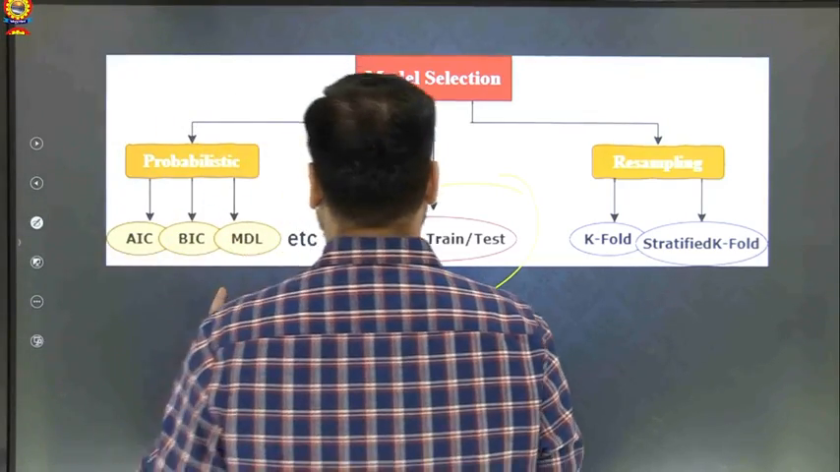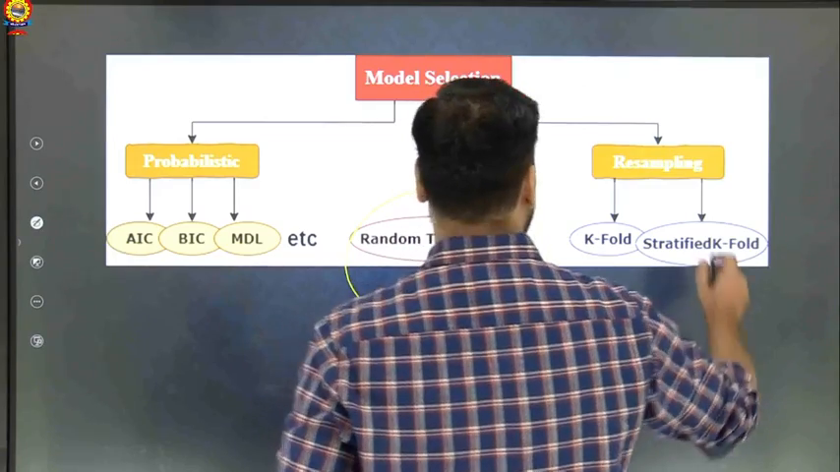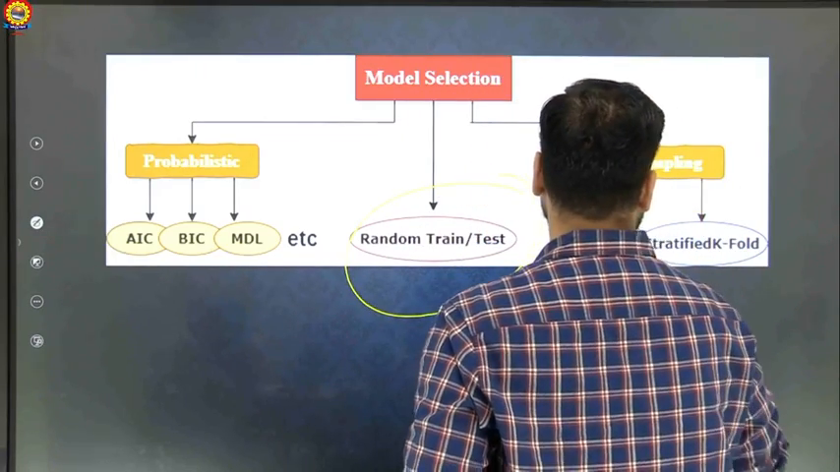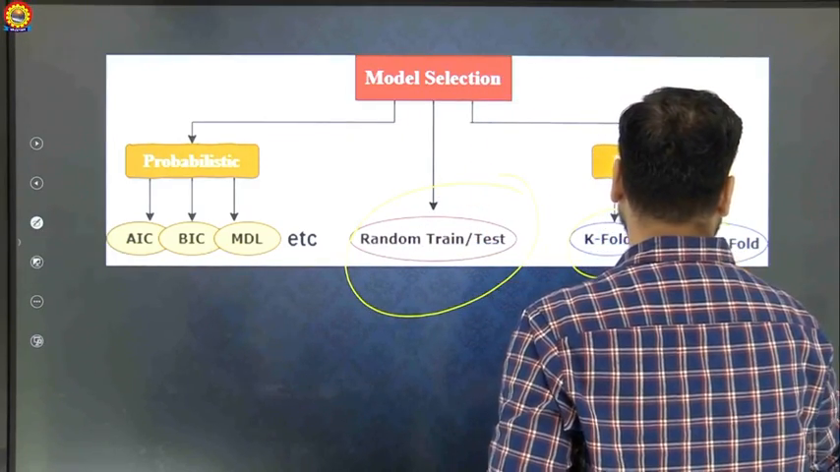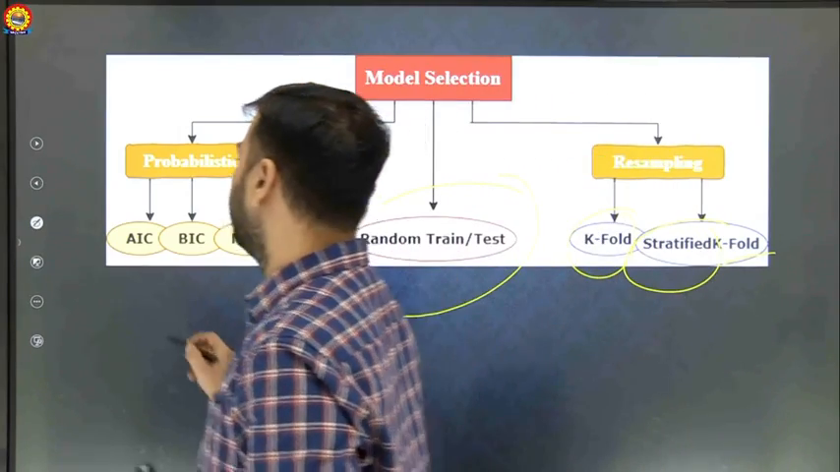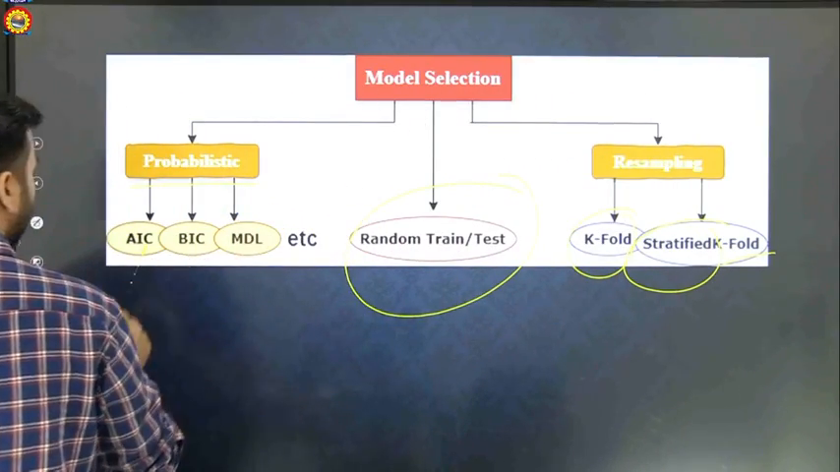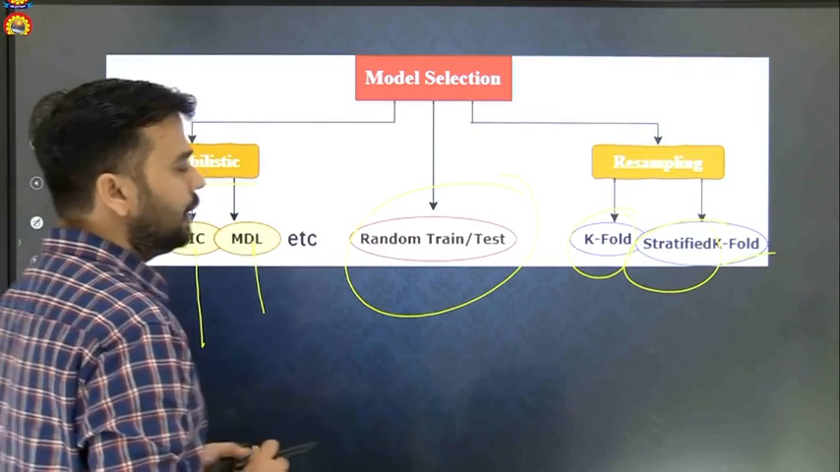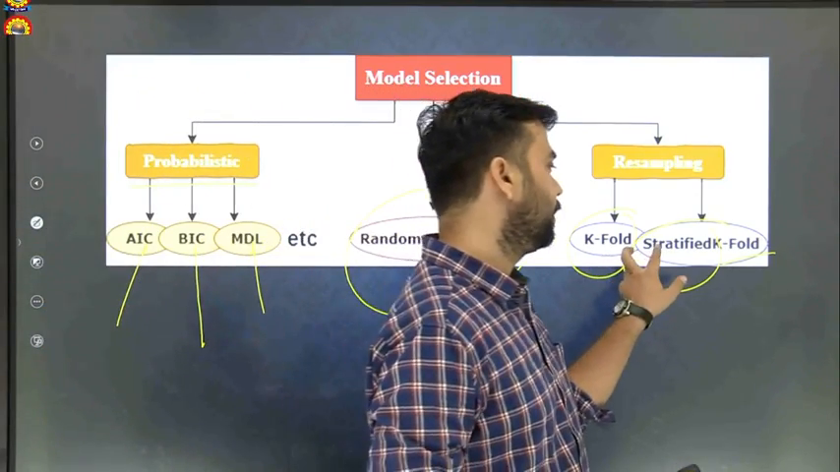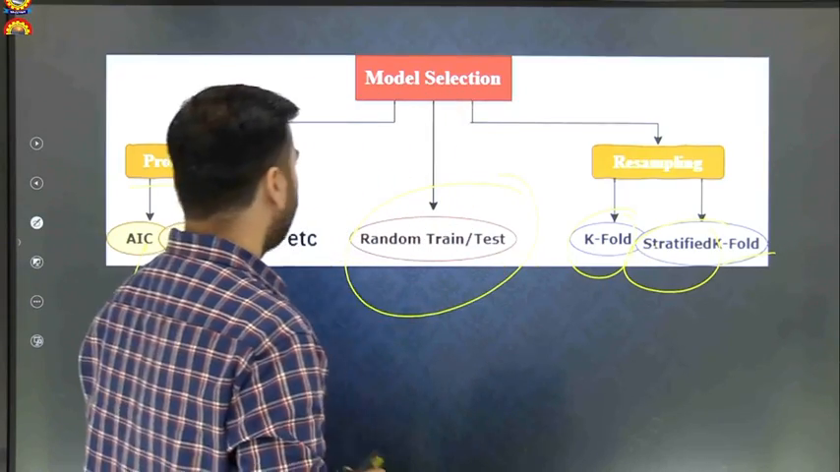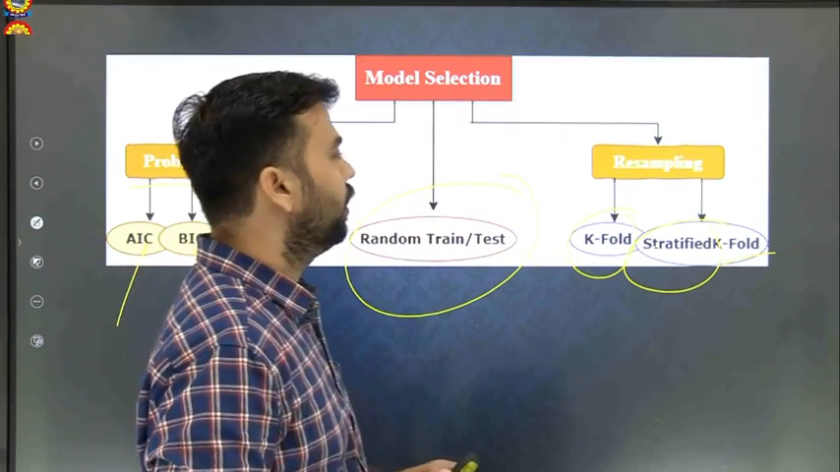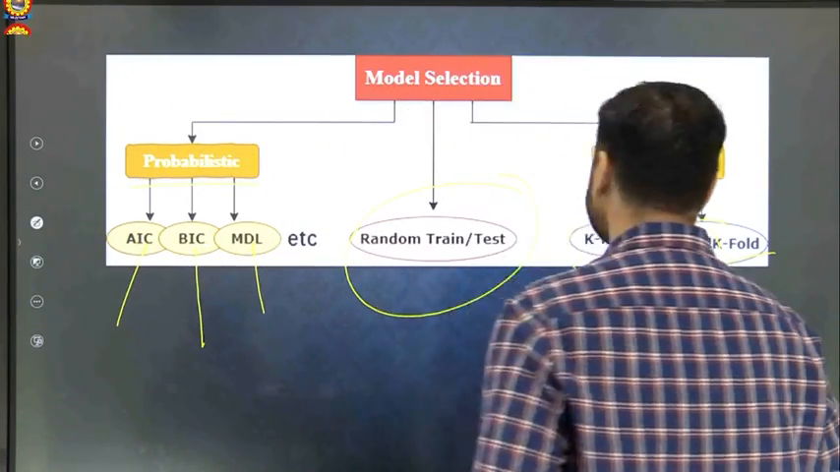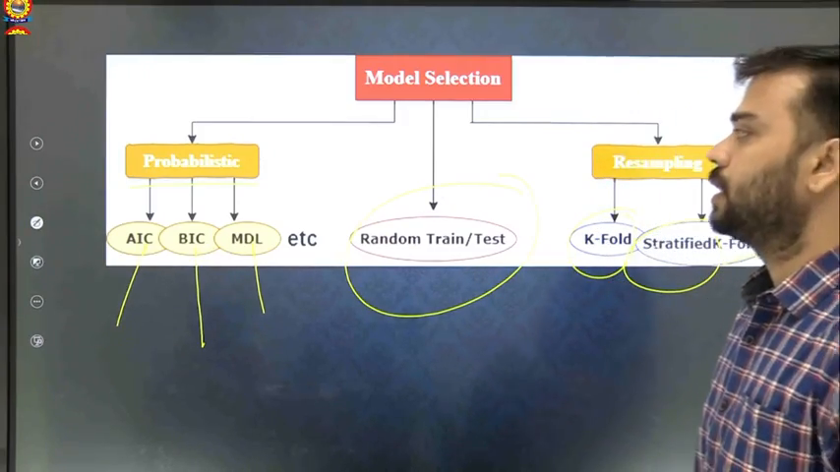So we are going to discuss what is k-fold, simplified k-fold, and in the probabilistic methods we will discuss AIC, BIC, and MDL. So today we mainly discuss these two methods and one of these methods. First of all, we need to discuss what is resampling and what is probabilistic.